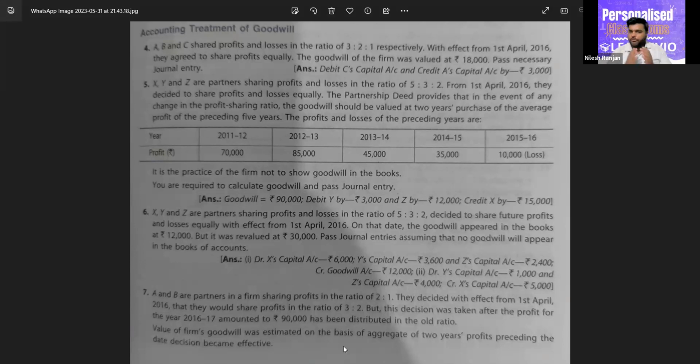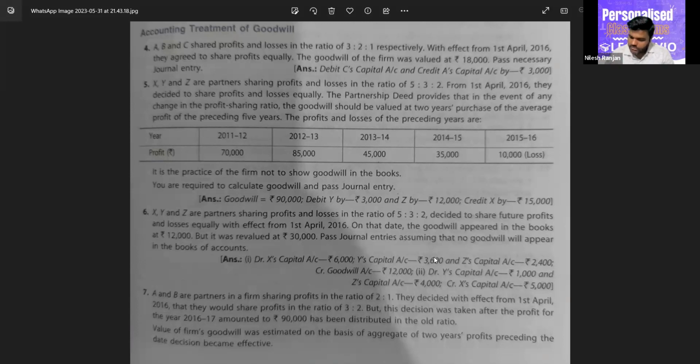Okay, so we can calculate the goodwill value by totaling these two amounts. It is 60,000 and 75,000, so it will be 135,000. After that we will multiply it with the gaining or sacrificing ratio of each partner, so we will get each partner's share in goodwill. So this can be solved. I will share this question as an assignment, so please try to solve this.